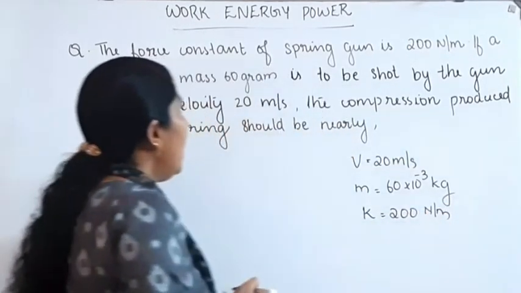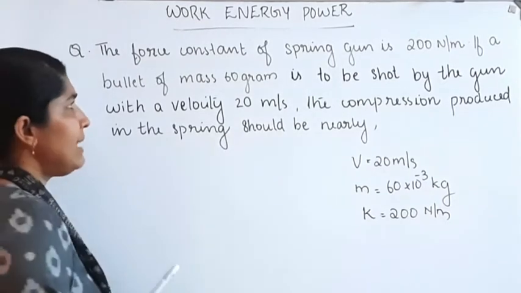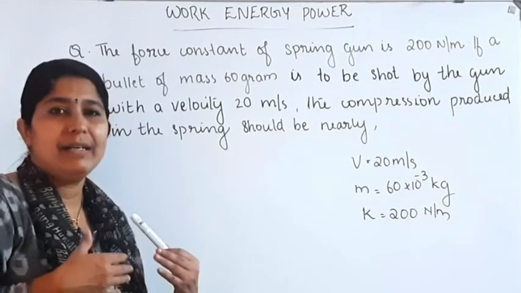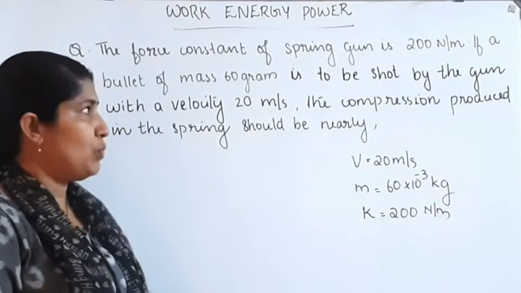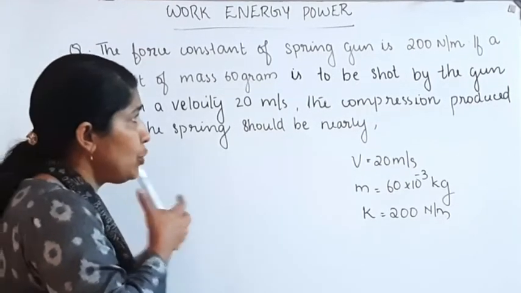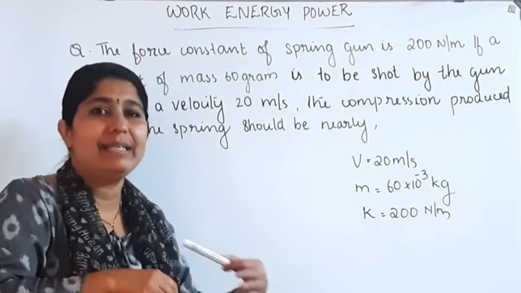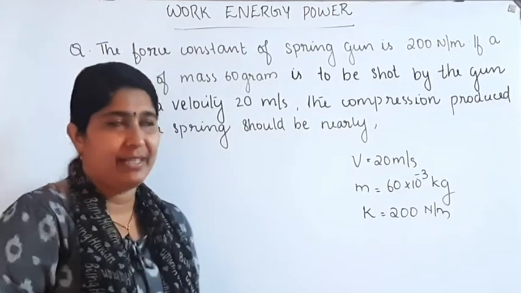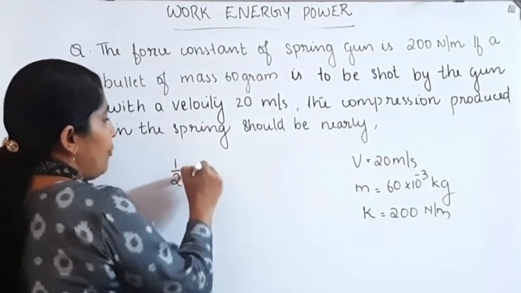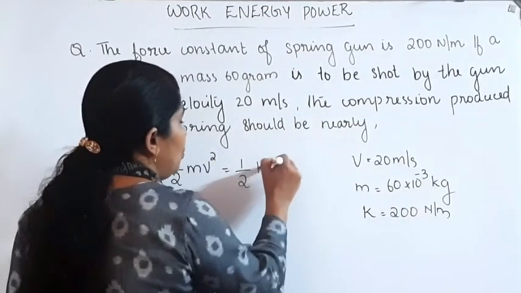The compression produced in the spring should be found. The kinetic energy stored in the bullet is converted into potential energy in the spring when the bullet is fired into the spring. Then half mv square is equal to the potential energy in the spring, that is half kx square.